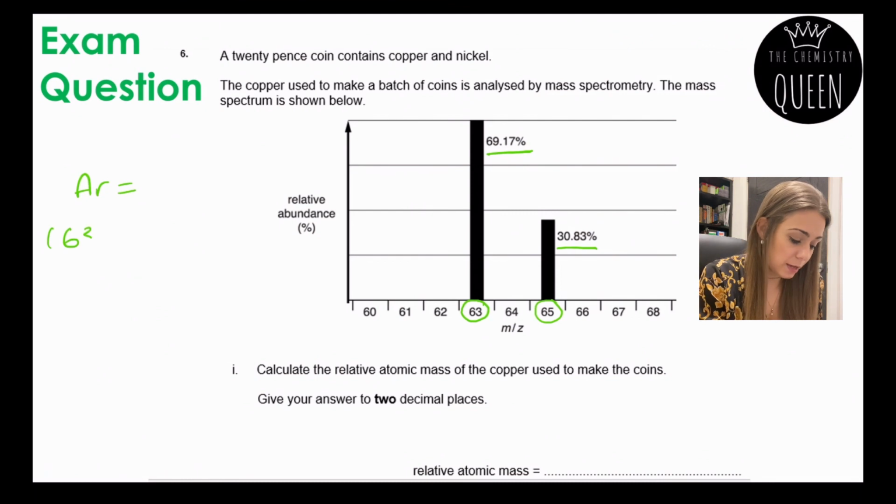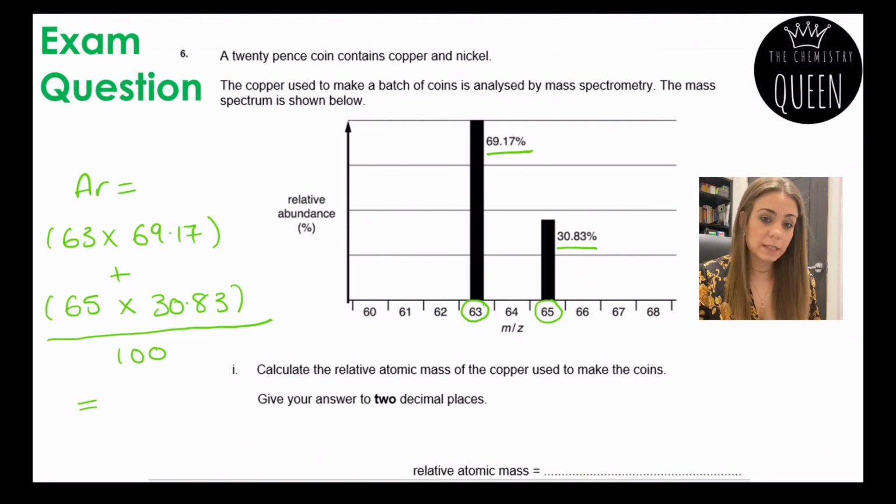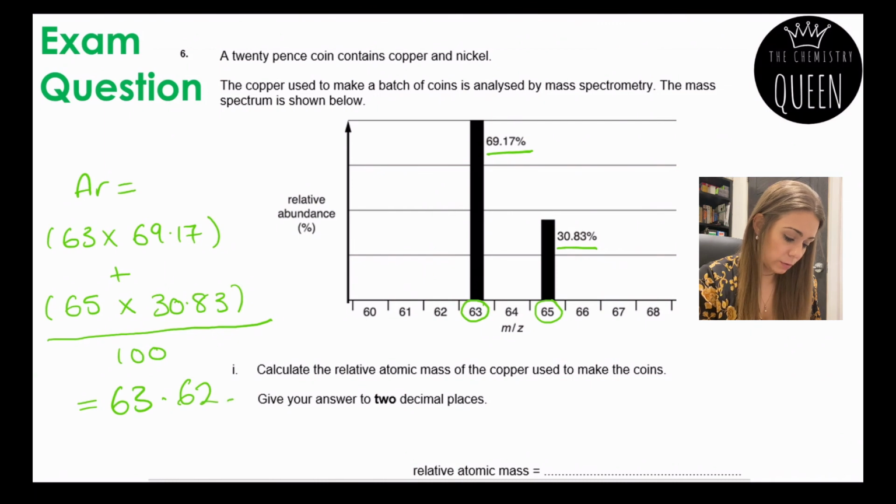So now we've identified those values, we can put them into the calculation to work out the relative atomic mass. So we take the mass of the isotope, first one is 63, times it by its percentage abundance, plus the mass of the second isotope, times it by its percentage abundance, divide that by the total abundance, which in this case again is 100, and that will give you an answer of 63.62 to 2 decimal places.